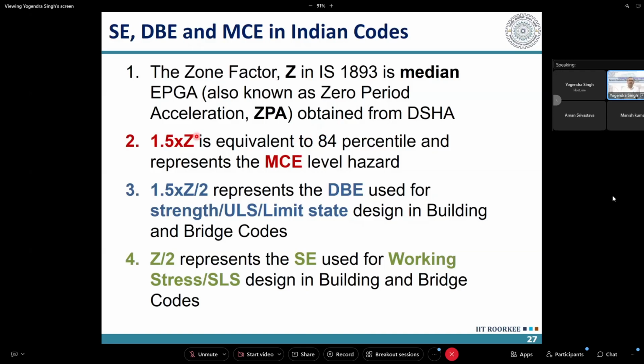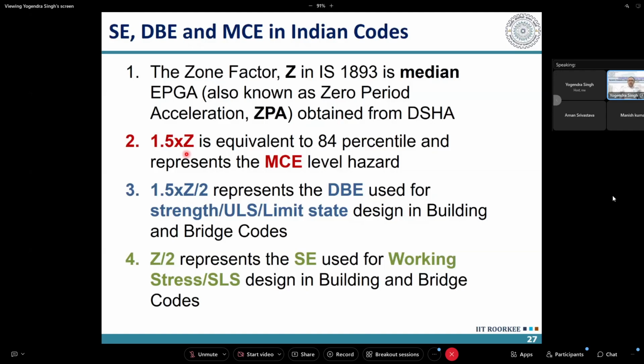So 84 percentile, or when we multiply it by 1.5, so 1.5 Z can be considered as MC, and 1.5 Z by 2. This by 2 is to convert the MC to DBE, from 2475 years to 475 years return period. This ratio is considered as 2. Although this ratio is also not constant, it varies from place to place. Some studies have shown that within the US, it varies from 1.5 to 2.